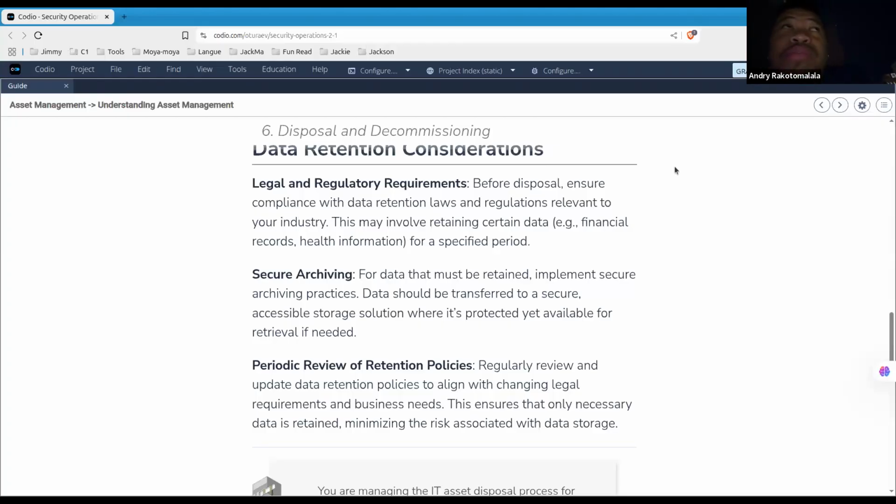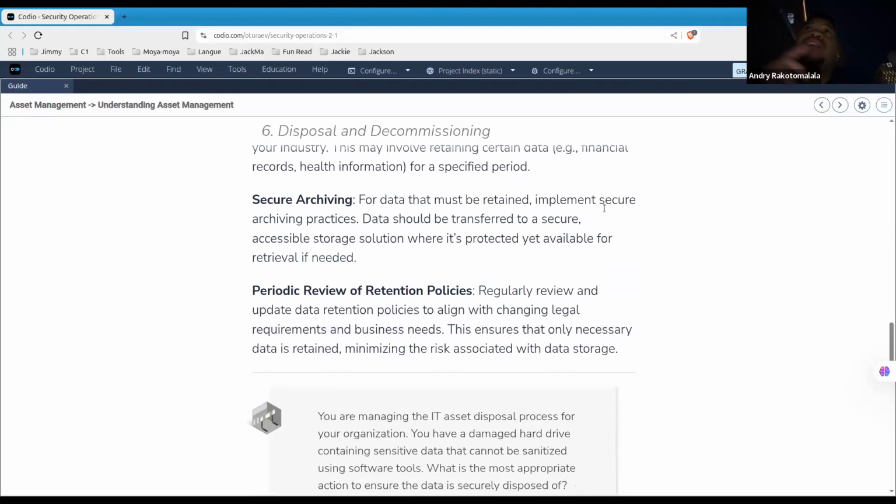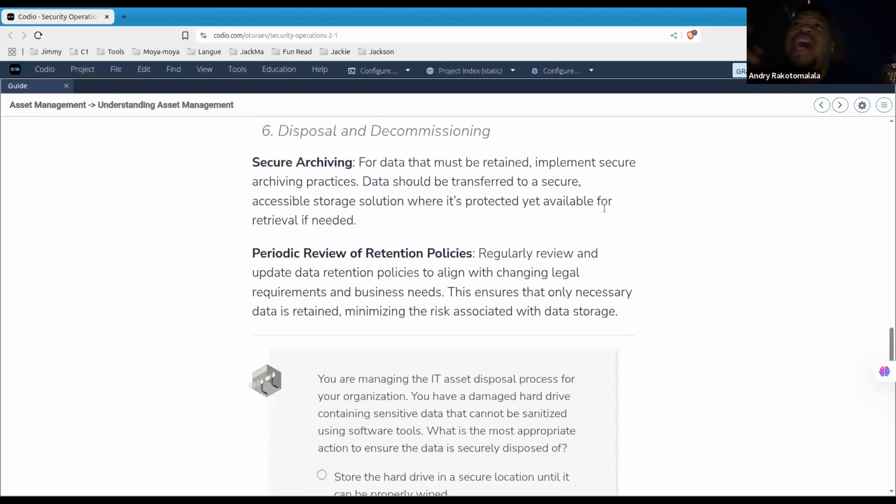And then periodic review of retention policies. If you remember, I mentioned something called user access review. User access review is associated with making sure that you know who has access to what and why. The same concept goes for retention policies. In this case, you would do an audit of all of the pieces of data that you have on your network or on your system, and you want to make sure you understand why we have it and for how long we've had it.